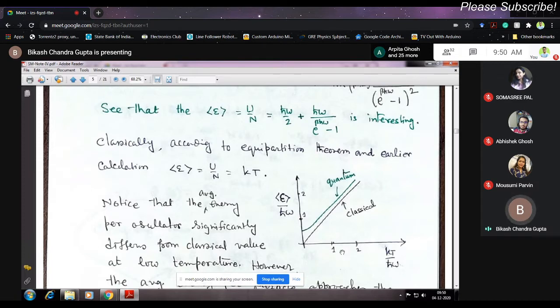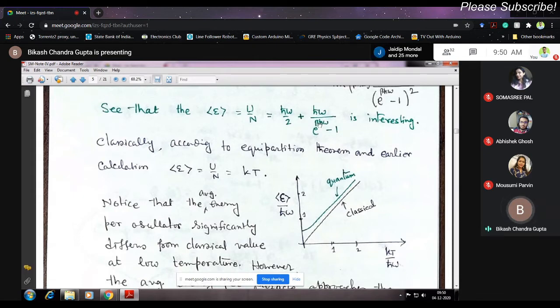As I said earlier in the last class, if kBT by h cut omega is very, very large, that means h cut omega by kBT is very, very small. If it is large, the inverse of it, h cut omega by kT, will be very small. So at large temperature, h cut omega by kT is very small.